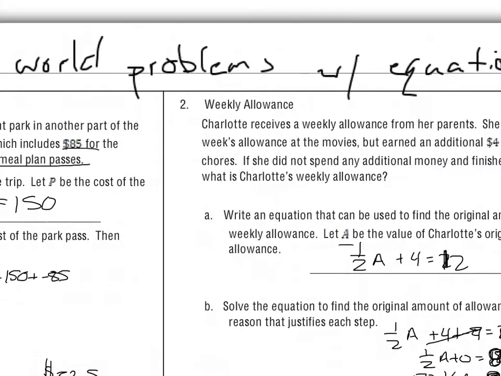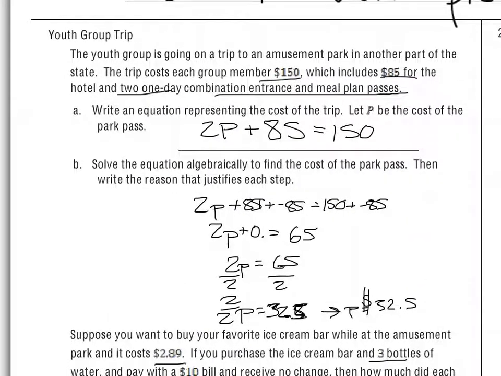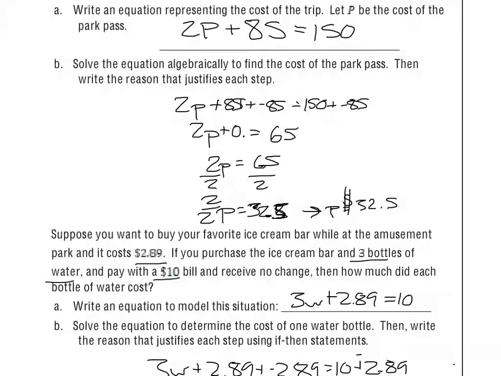Coming over here to the left-hand side, we have 2 of the park tickets. 2 times P plus 85 gives $150. As we solve through that, we get $32.50 for the park entrance.